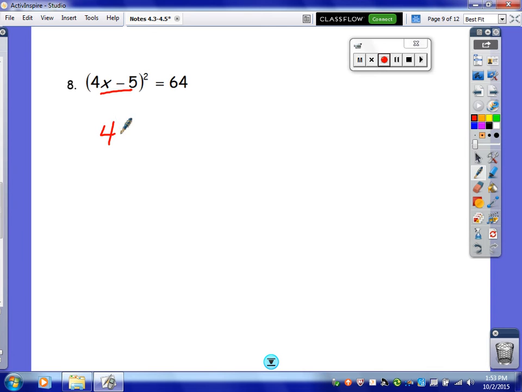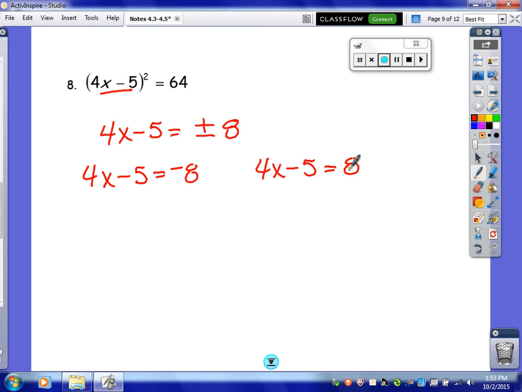So I'm going to have 4x minus 5 is equal to plus or minus the square root of 64, which is 8. All right, now these are all numbers. Okay, there's no irrational numbers up here. So I'm going to have to take this a step further. I'm going to break this into two separate equations where one is equal to negative 8 and then 4x minus 5 is equal to positive 8, and I'm going to solve for x each time.